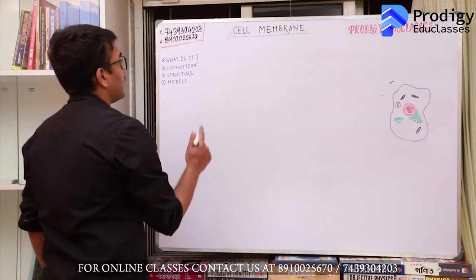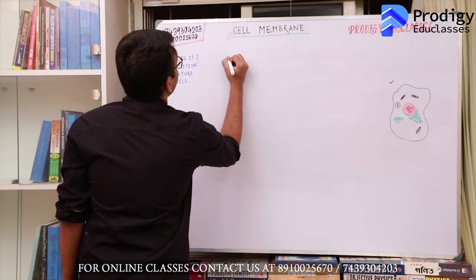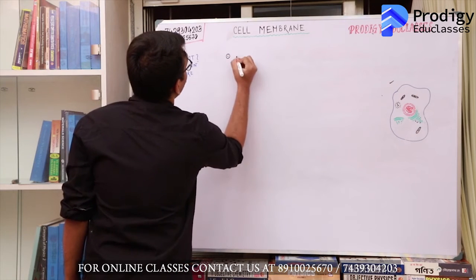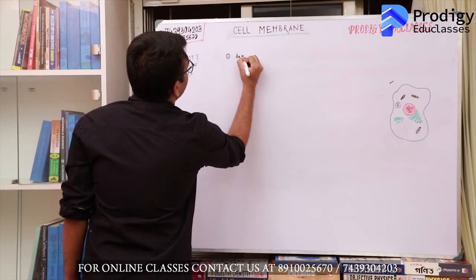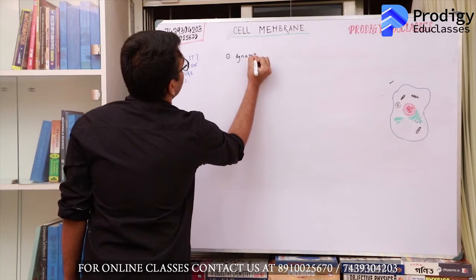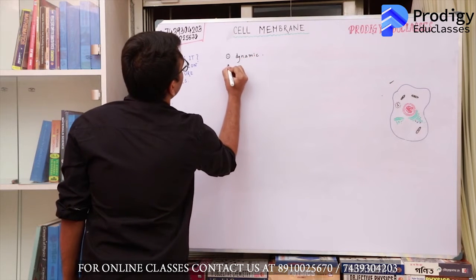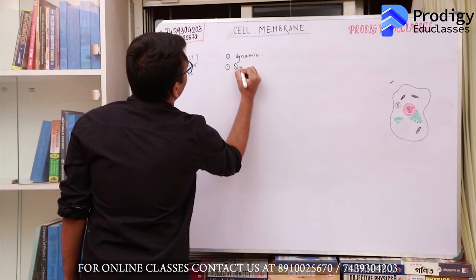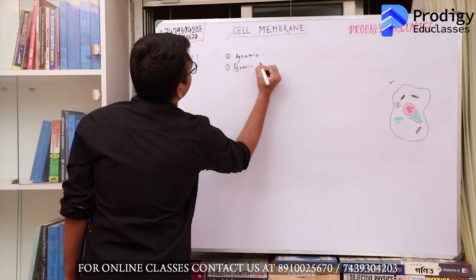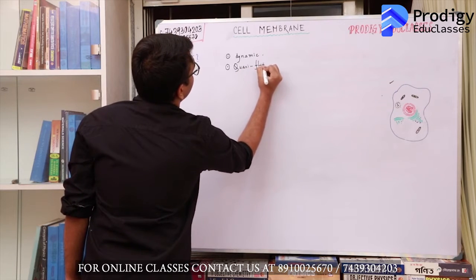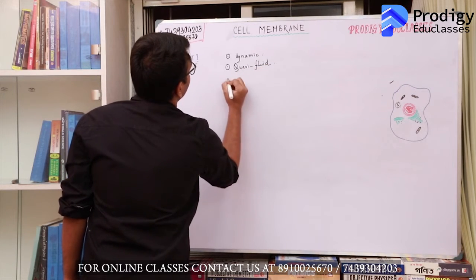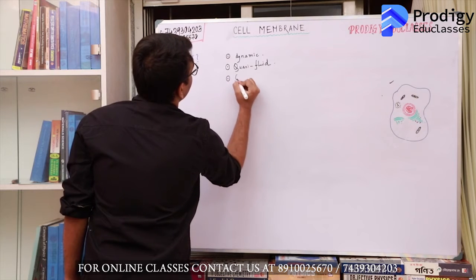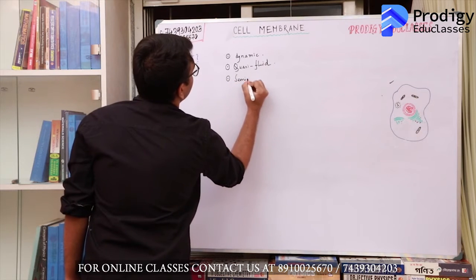So as we begin to look at it, we will find that in a cell membrane you need to know a few terms. Number one is it is dynamic. The cell membrane is dynamic. Number two, it is quasi-fluid. Number three, it is semi-permeable.